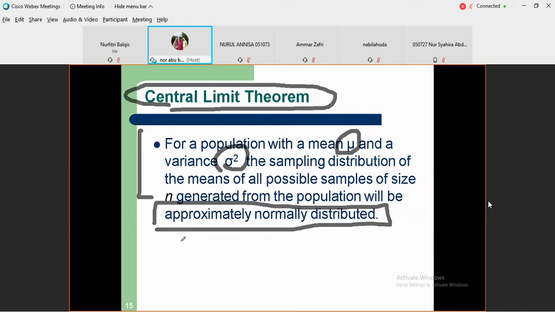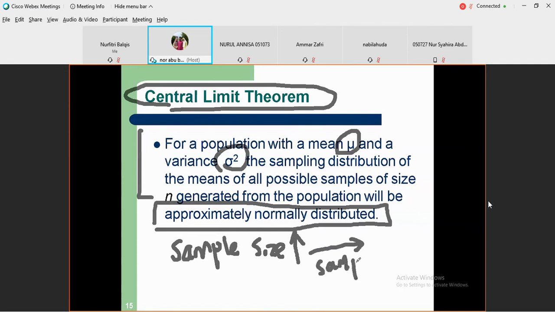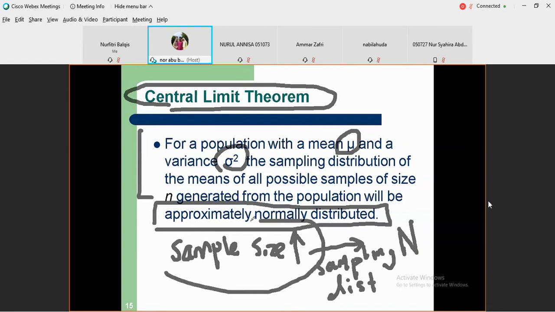Di mana sebenarnya apa yang dia cuba bagi tahu dekat sini adalah, okay, for a sample, as sample size increases, okay, as sample size increases, the sampling distribution will go towards normal. Okay, ini je sebenarnya apa yang cuba disampaikan. As sample size increases, your sampling distribution will go towards normal.